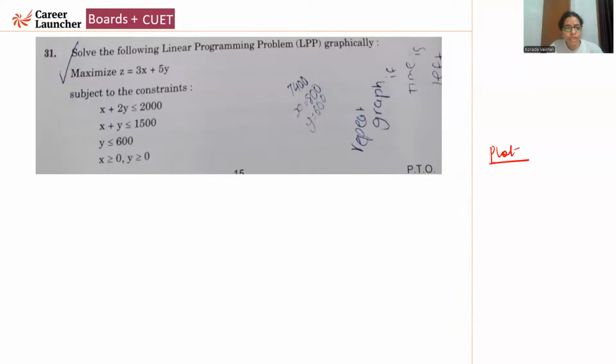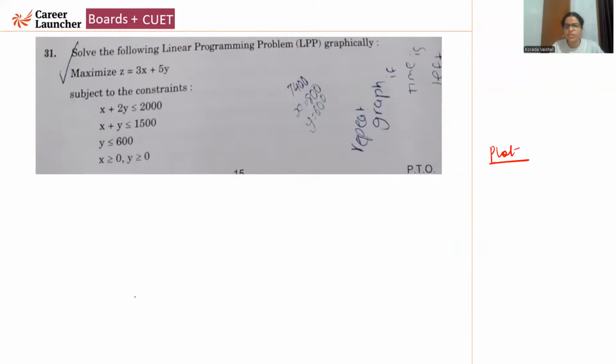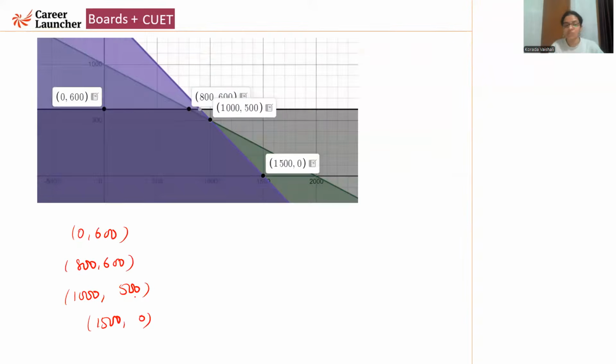So upon plotting all the inequalities, this is what you should be getting, right? अब मैं focus करूंगी corner points पे सिर्फ. So it is going to be 0, 600. Then you have 800, 600. Then you have 1000, 500 and 1500, 0. Origin भी है, but because we have to consider the maximum value, तो वो मैं consider अभी नहीं कर रही हूँ.